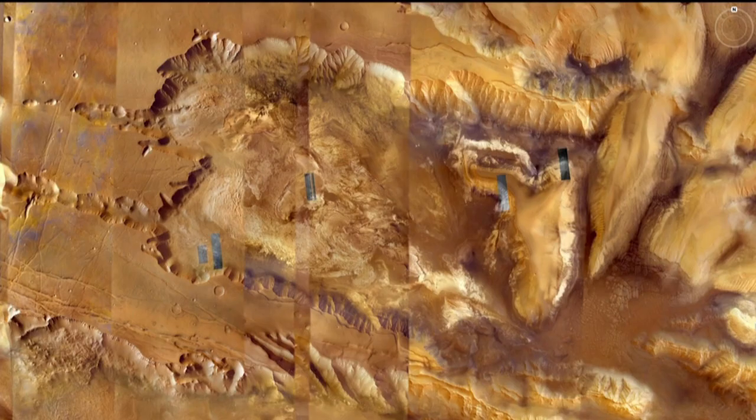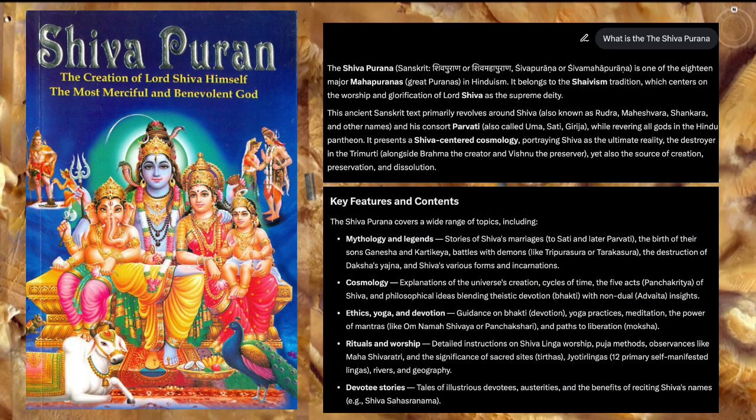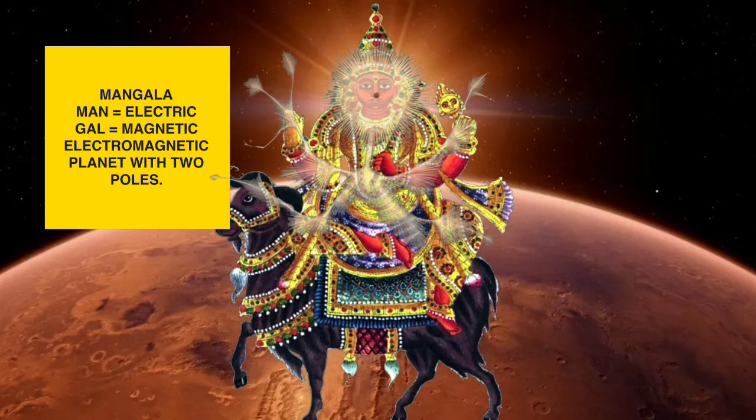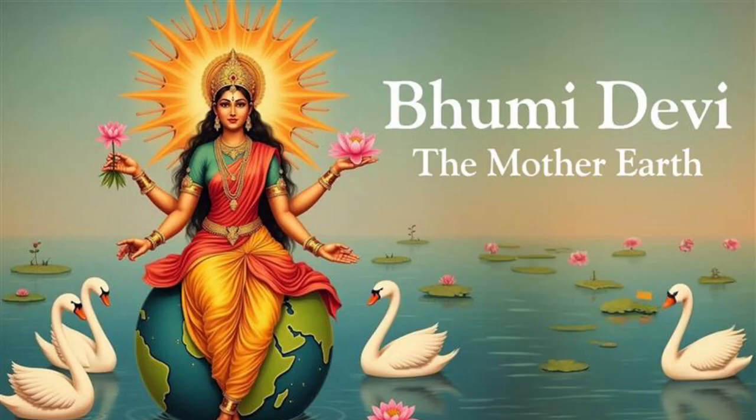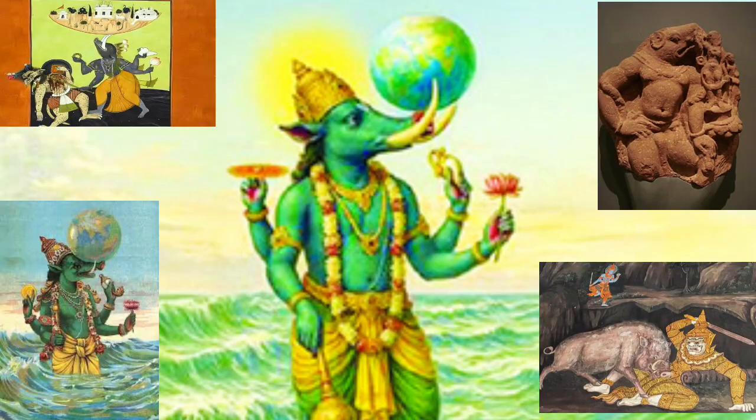Once again, we need to look at a prominent version of ancient mythology, drawn from texts like the Shiva Purana or other Puranic traditions. In this tradition, Mangala is Mars, and Mangala is born the son of Bhumi Devi, the earth goddess, also called Prithvi or Bhumi. His birth occurs when Lord Vishnu, in his Varaha boar avatar, rescues the earth from the demon Hiranyaksha, who had submerged her in the cosmic ocean.